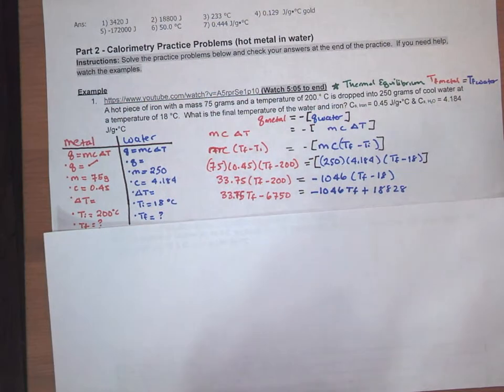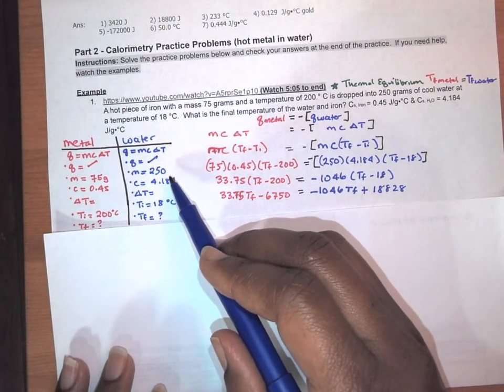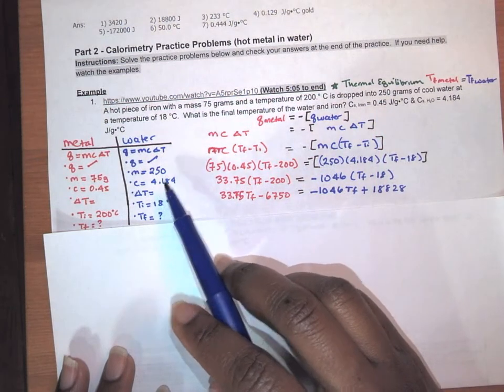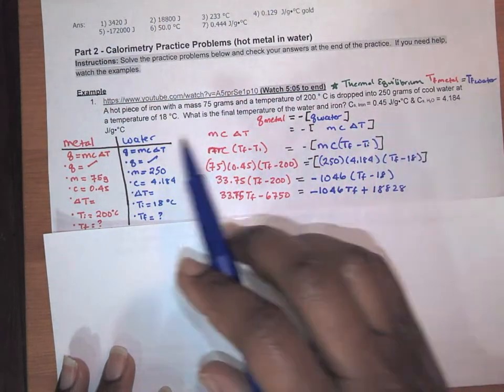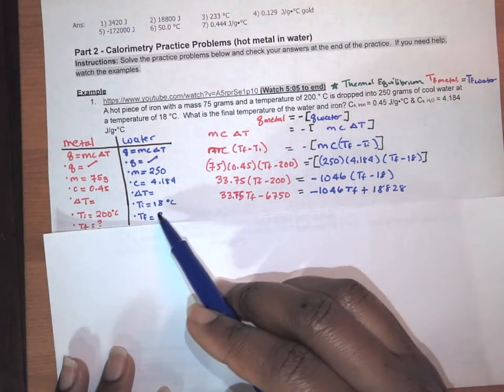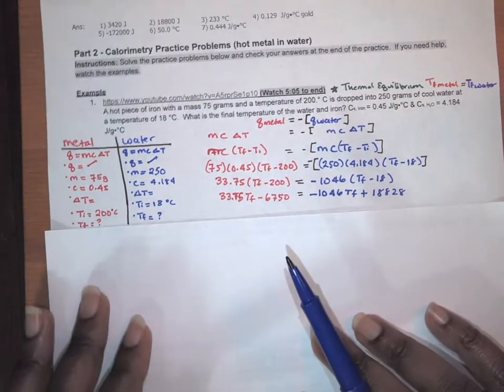Going on to the water side, the Q of the water, again, I don't have that and I don't actually need it. The mass of the water is 250 grams, and the specific heat capacity of the water is 4.184 joules per gram degree Celsius. My delta T I don't have, but they gave me the initial temperature of the water, 18 degrees Celsius, and I'm looking for the TF.